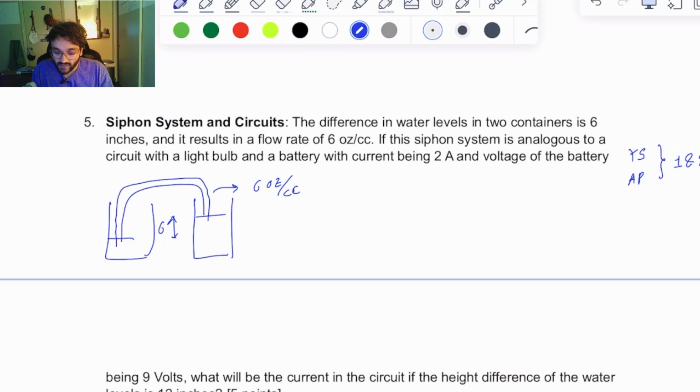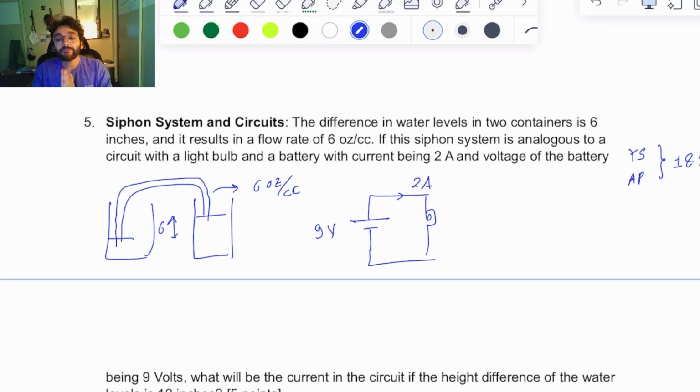If this siphon system is analogous to a circuit with a light bulb and a battery, with current being 2 ampere and voltage of the battery being 9 volts, what will be the current in the circuit if the height difference of the water levels is 12 inches? If you understand which quantity in the siphon system really relates to which quantity in the circuit, then you will be able to answer this question, right?